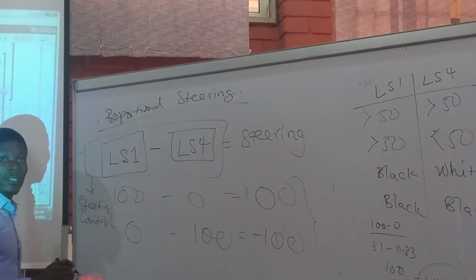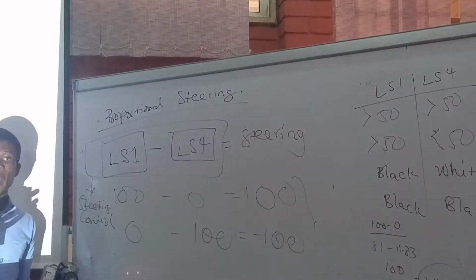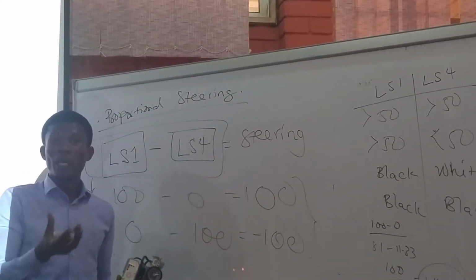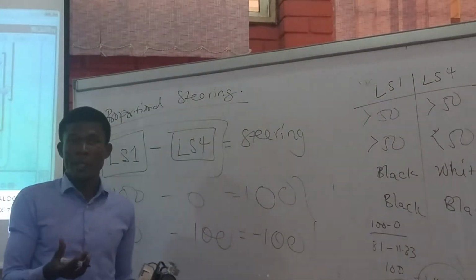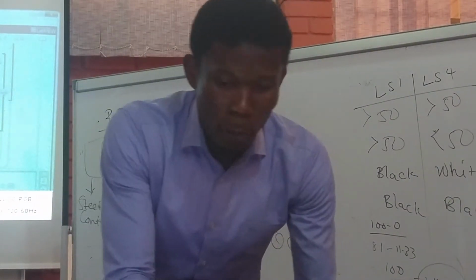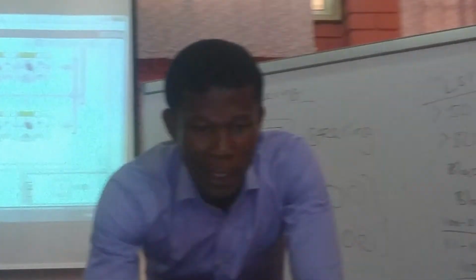So if I multiply this by the ratio, then depending on what value I set that ratio to be, I will have some amount of what? Of regulation. Are we there? Yes, sir. Good. So let's build that quickly. Proportional steering with two light sensors. It's as simple as that.